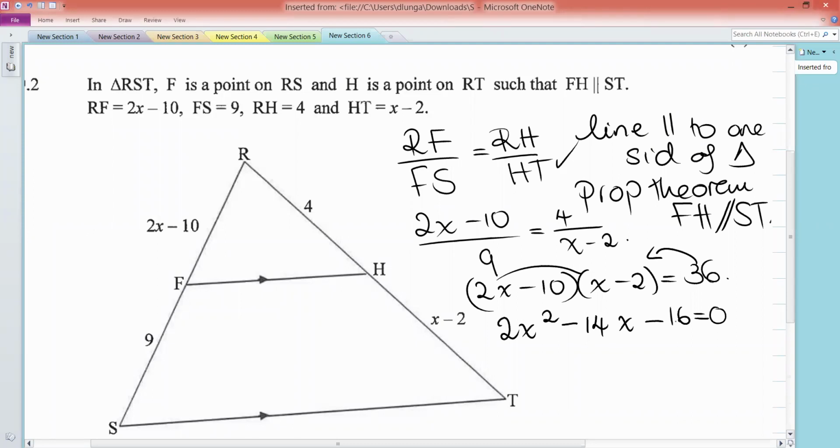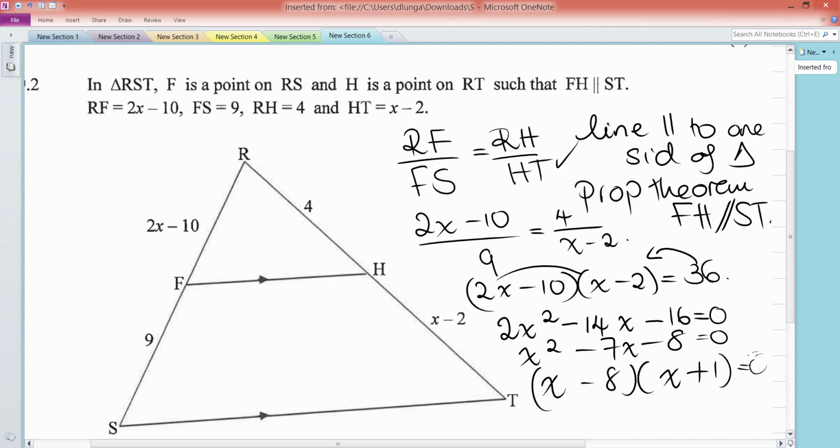Right, so I can divide everything by 2. Then it's just x squared minus 7x minus 8 is equal to 0, right? I can factorize this: x minus 8 and x plus 1 equals 0. That means x is equal to 8 or x is equal to negative 1.